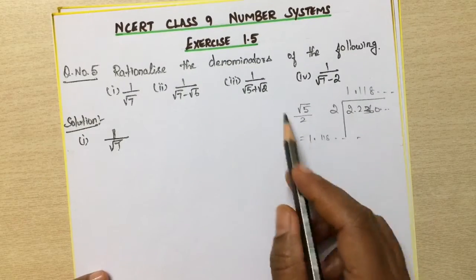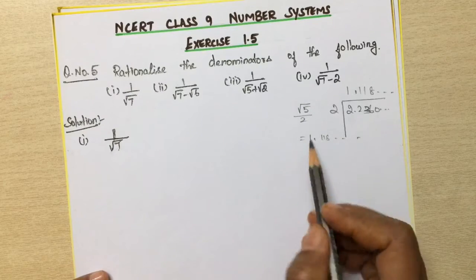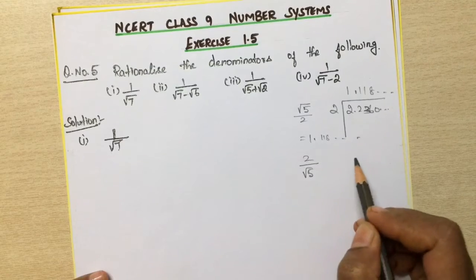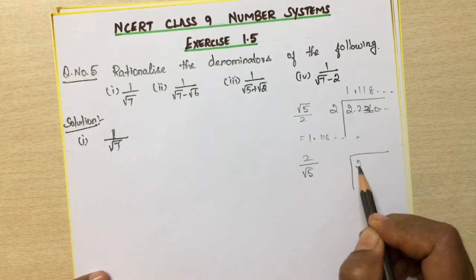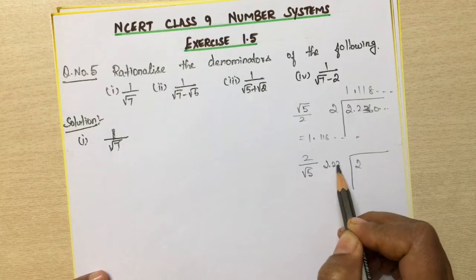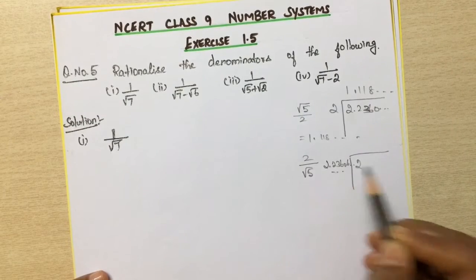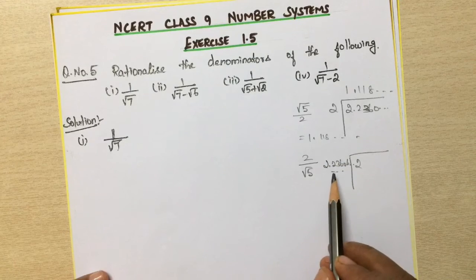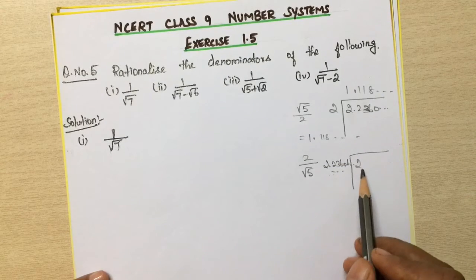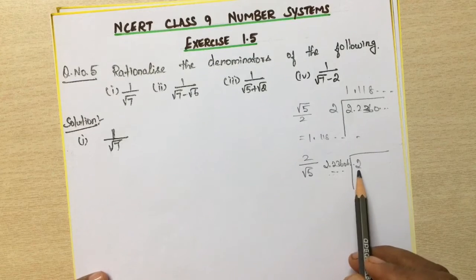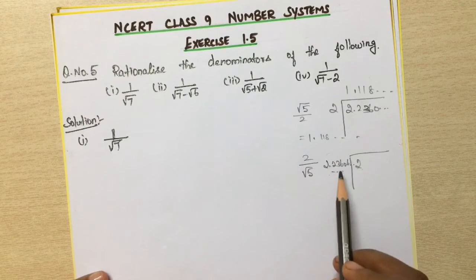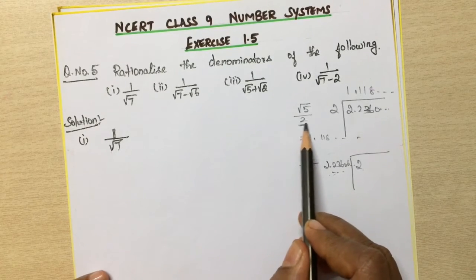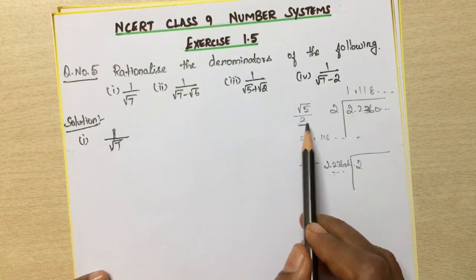Now let us change it the other way. That is, if it is 2 by root 5, what will be the division? It will be 2 divided by 2.23606, etc. Now as you can see, this is an irrational number, non-terminating and non-repeating. Dividing 2 by this irrational number will be quite tedious. So that's the reason we are bringing this denominator from irrational to rational.